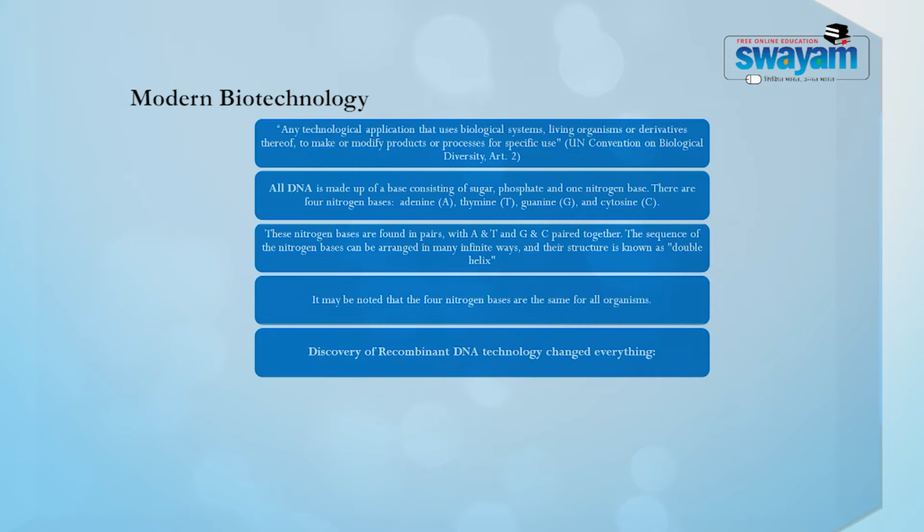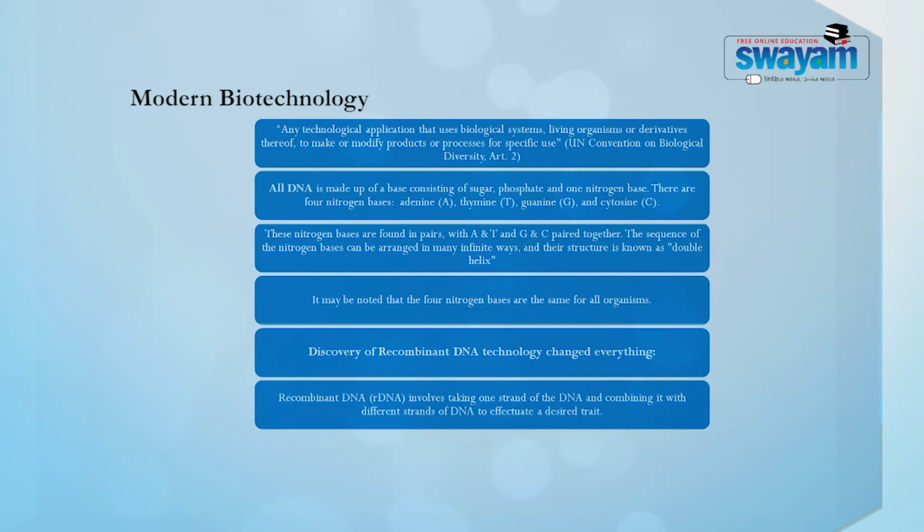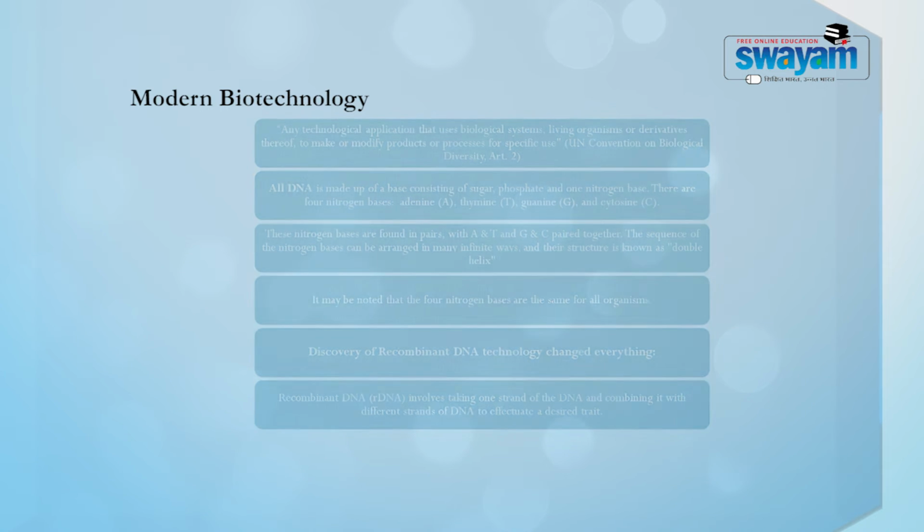Hence, the discovery of recombinant DNA technology has changed everything. Recombinant DNA, or what is called rDNA, involves taking one strand of the DNA and combining it with different strands of DNA to effectuate a particular desired result or trait.